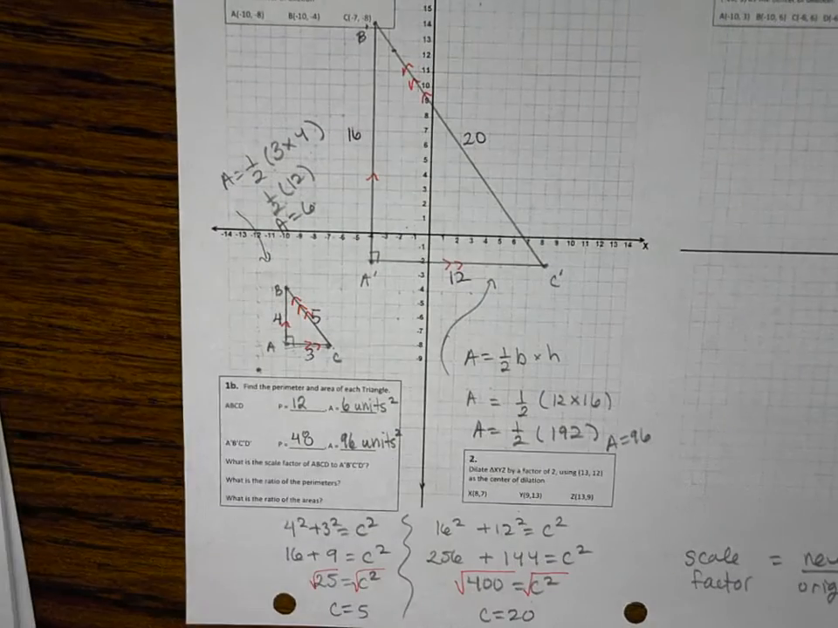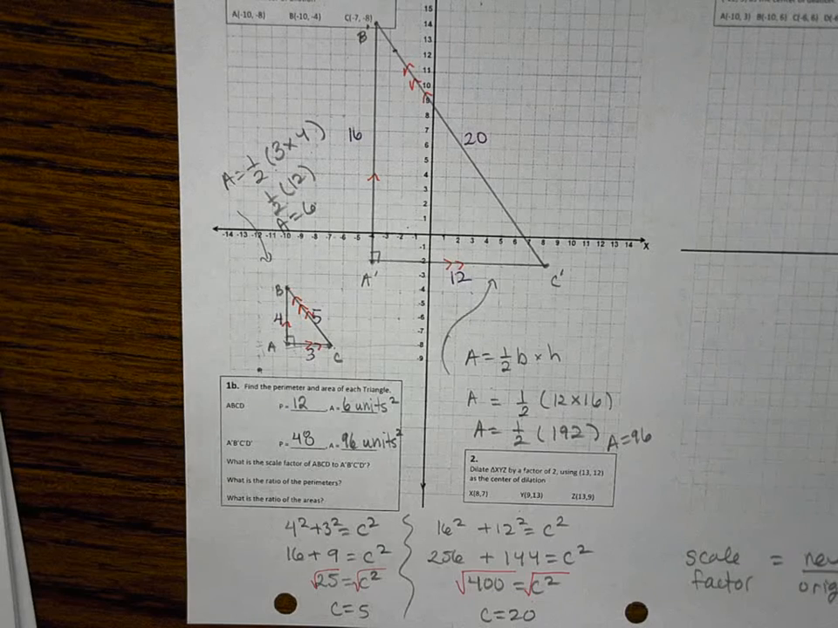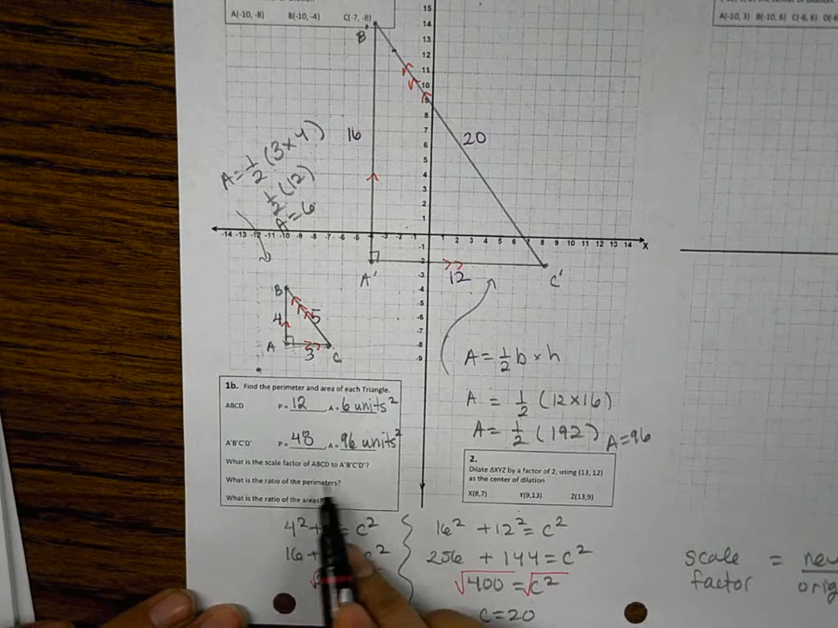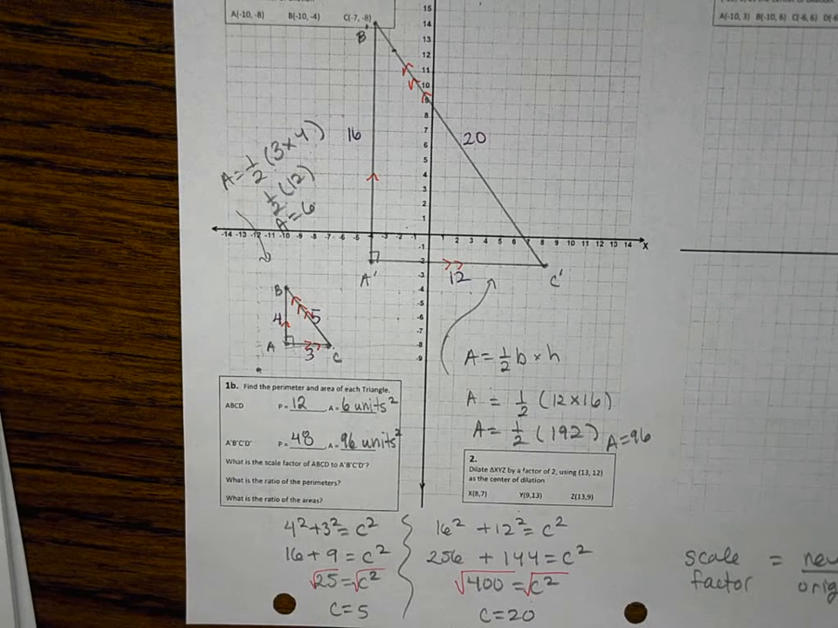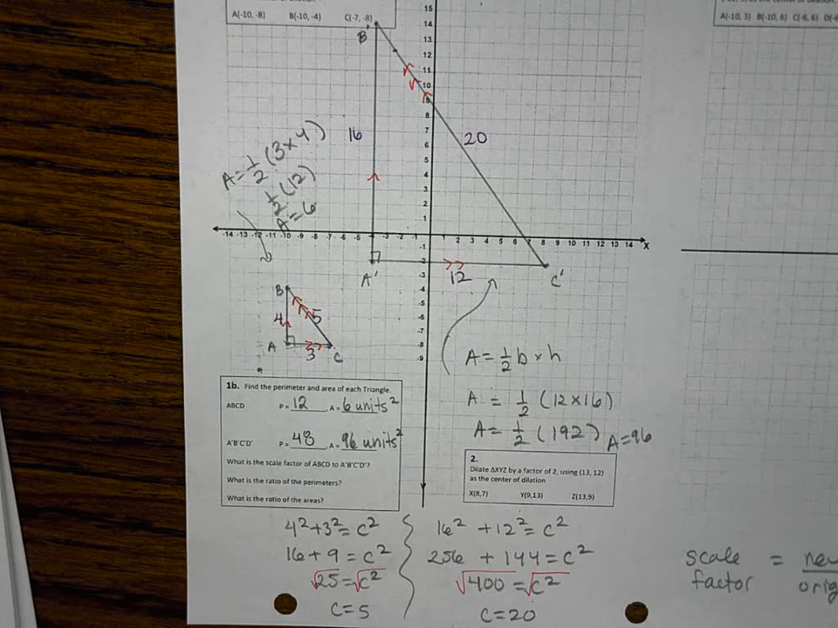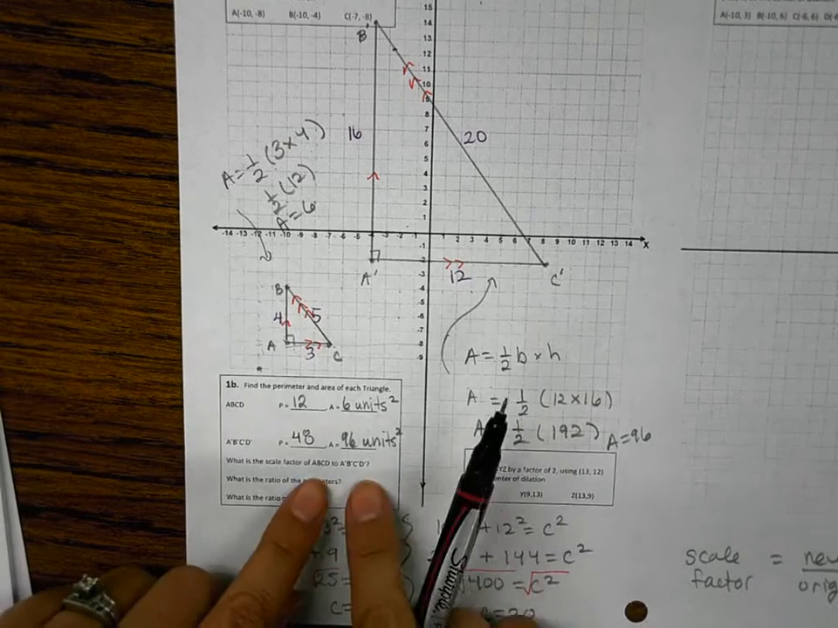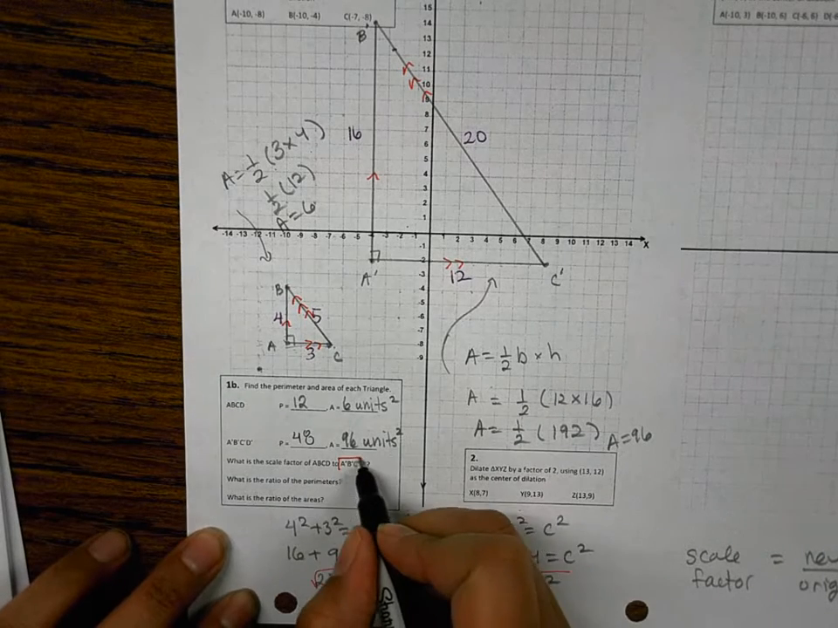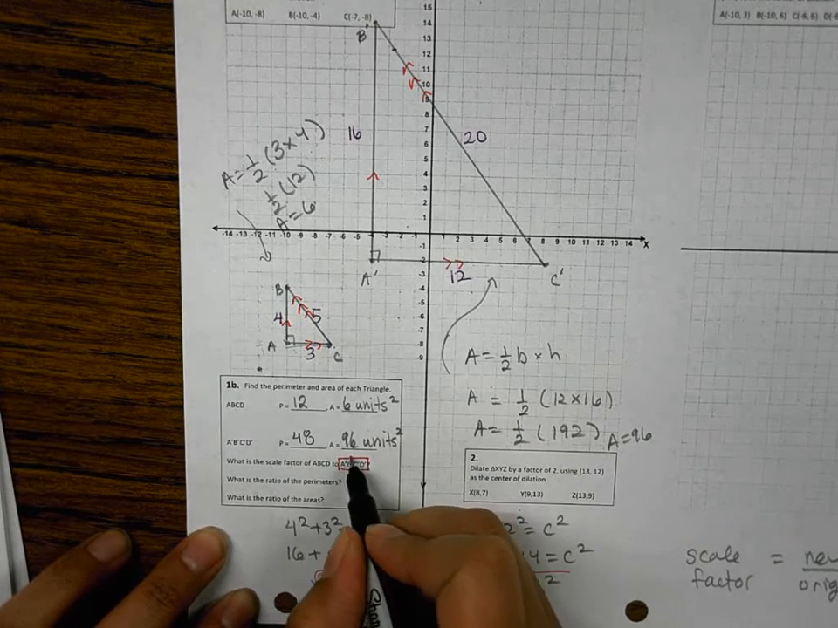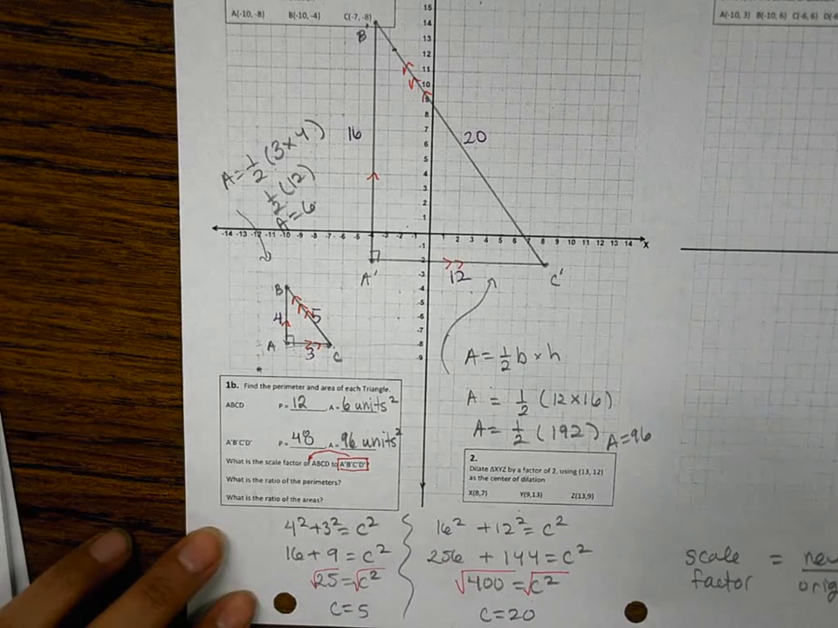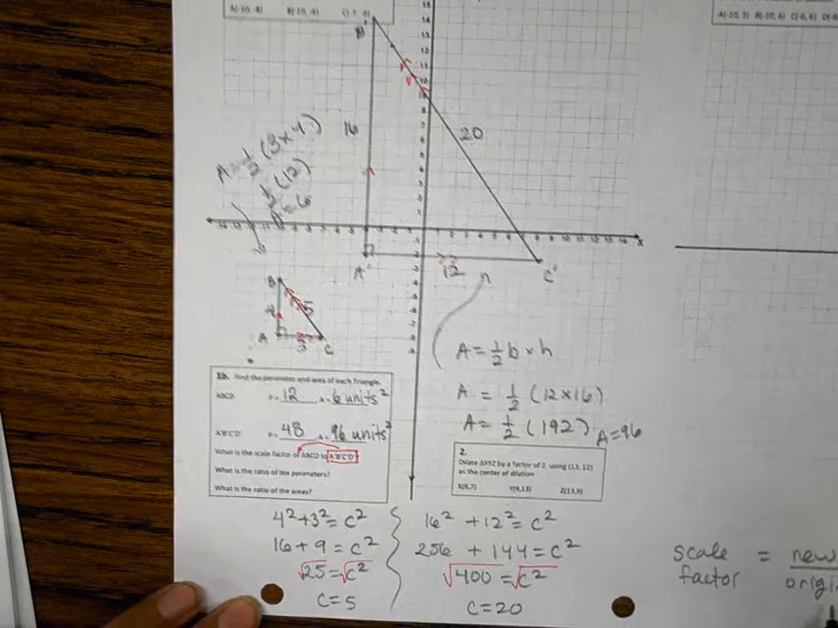Okay. Now it says, what is the scale factor of A, B, C, D to A prime, B prime, C prime, D prime? Didn't catch it initially, but this is flipped around. This one should be coming first. That is definitely a typo. It should be coming first because we always do the new over the original.